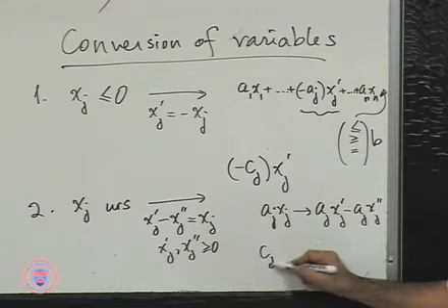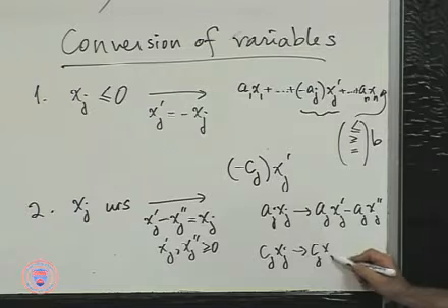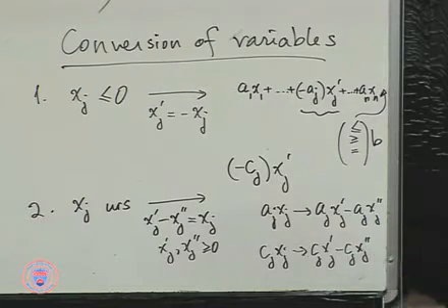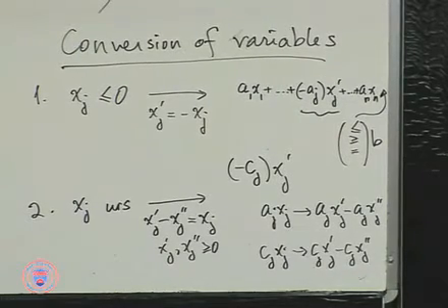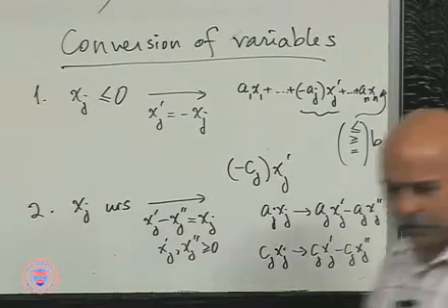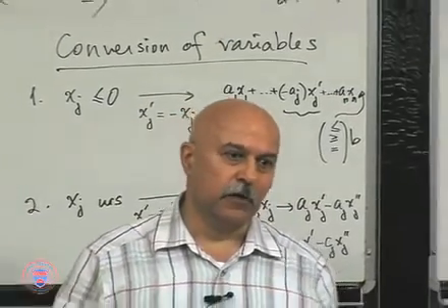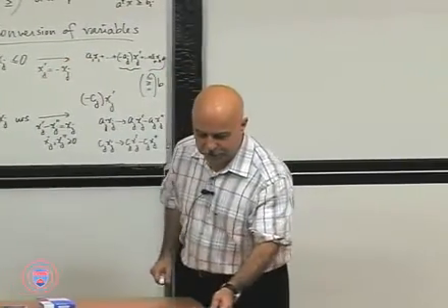And in the objective function, cj xj is now cj xj prime minus cj xj double prime. So you've got one additional variable in the problem, and that introduces an additional column as well as an additional cost or contribution in the objective function. Okay, so this is simple stuff. I'm sure many of you are already familiar. If you're not familiar, you work out some numerical examples to get yourself quite familiar with these conversions.